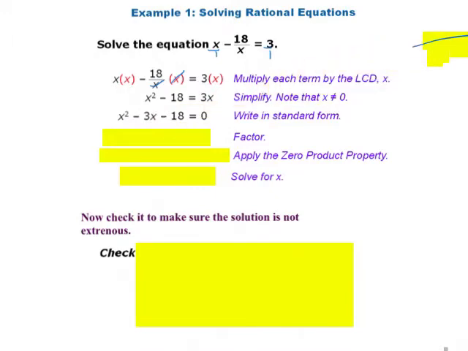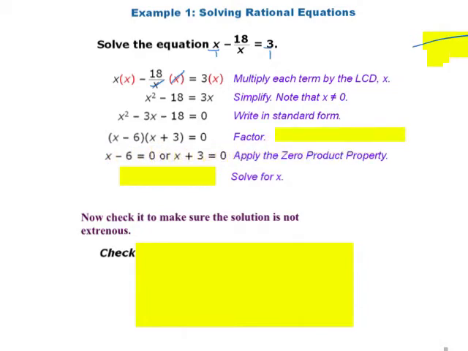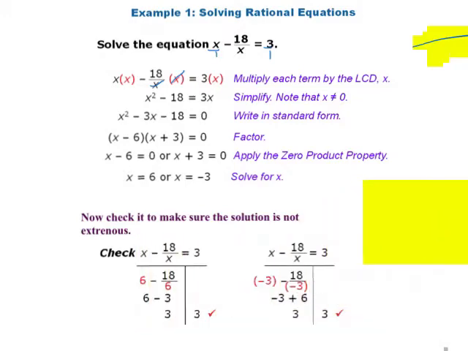Now, I have a quadratic equation. Can I factor it? Well, yep, we sure can. So what factors of negative 18 are going to give me negative 3? All right, so it's going to be x minus 6, x plus 3. Then we're going to use the zero product property, and we're going to set x minus 6 equal to 0, and we're going to set x plus 3 equal to 0 and solve for each. And we will get x is equal to 6 and x is equal to negative 3. Now, make sure you check for extraneous solutions. So we're going to plug it in to see if they both work. And notice here, 3 does equal 3, so that one checks. And 3 does equal 3 in this case, and that one checks as well.